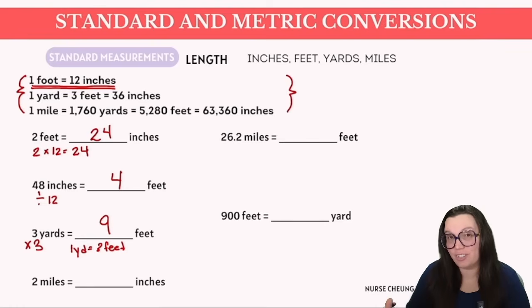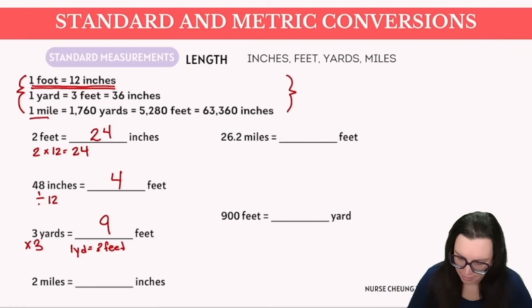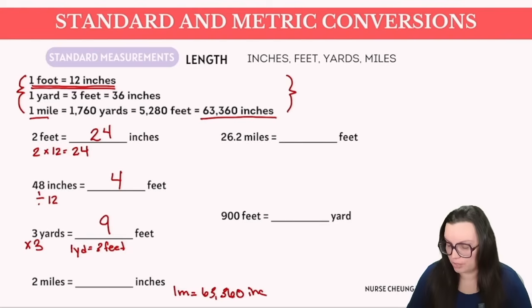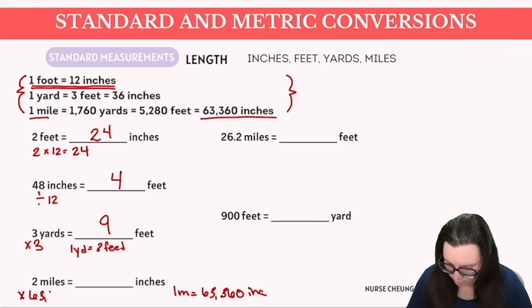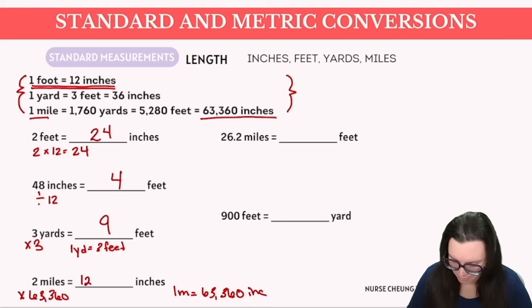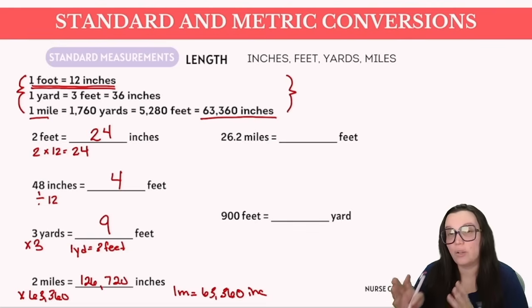So how many inches are in 2 miles? So as we can see up here, we know that 1 mile is equal to 63,360 inches. So we know that we have 2 miles in our example, so we're just going to multiply that 2 by our 63,360, and that is going to give us 126,720 inches.